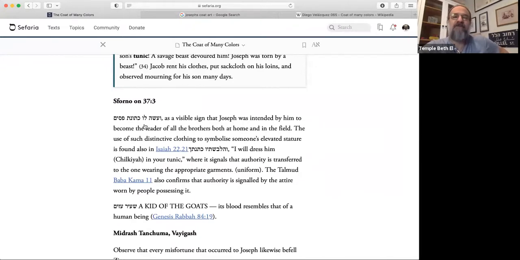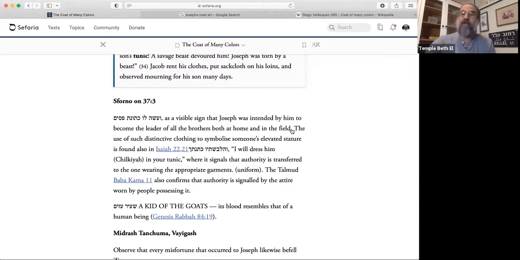Ve'asalo, and he made for him, I'm going to say, an embellished garment. That's, I think, the most general way. This is what Seforno says: He made it for him as a visible sign that Joseph was intended by him to become the leader of all the brothers, both at home and in the field.